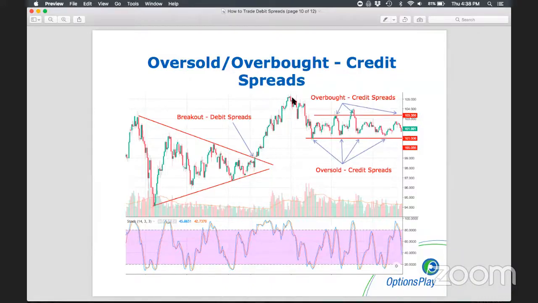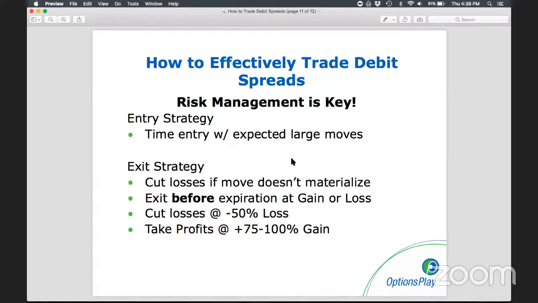And when you expect a large breakout, that's when you trade debit spreads. So make sure you understand the difference between the two, so that you're utilizing the right strategy at the right time. And that's really the most important thing that I want you guys to walk away from today.